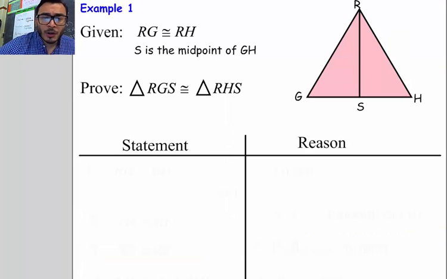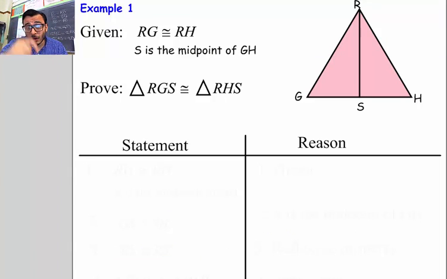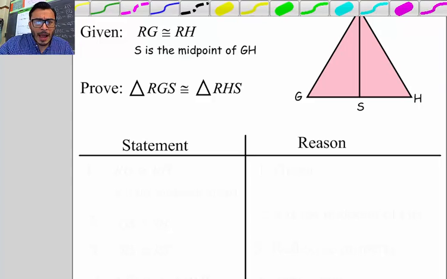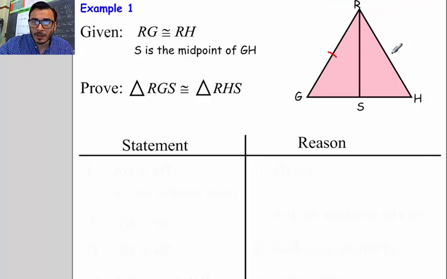Here's the first proof I want to go over. With every proof that we work on, there's going to be a given part and then the proof part. So what I like to do is take the given information and label it in the diagram. That's how I begin my proofs. So I'm given that RG is congruent to RH. So that means that this segment is congruent to this segment.